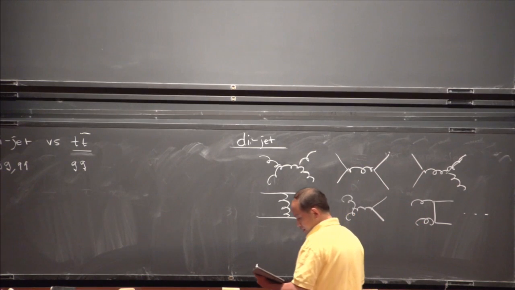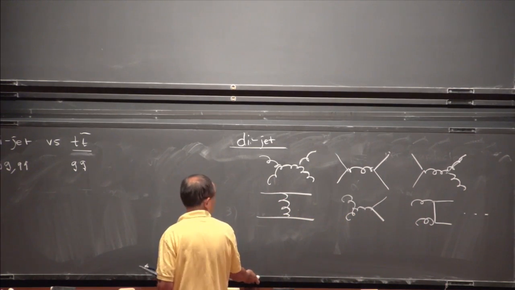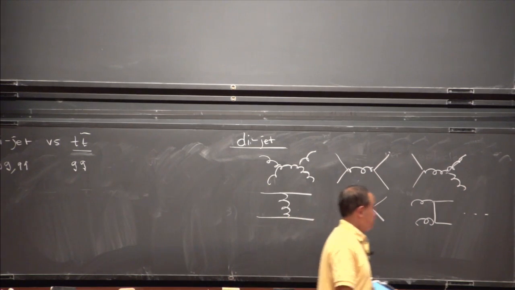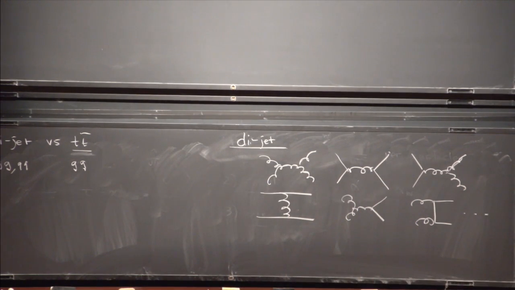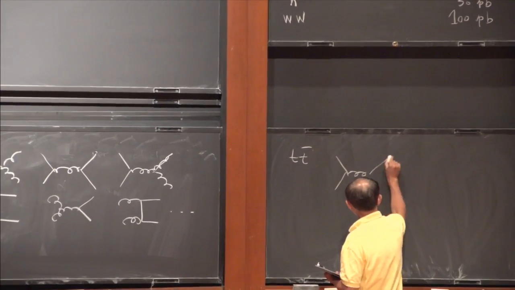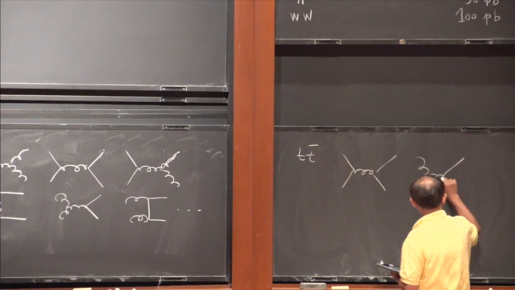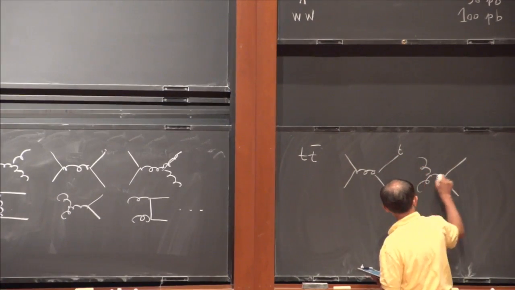For t t-bar it is a little less. For t t-bar, let's do it here. It's basically these three types, because the final state has to be t t-bar.